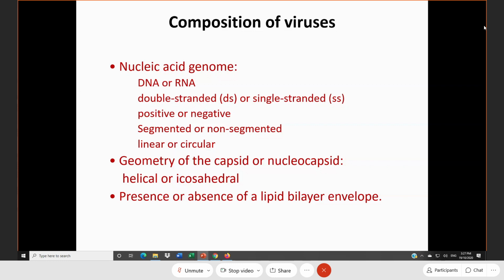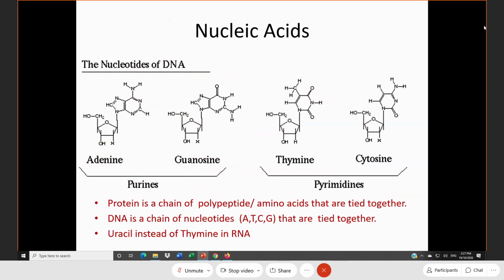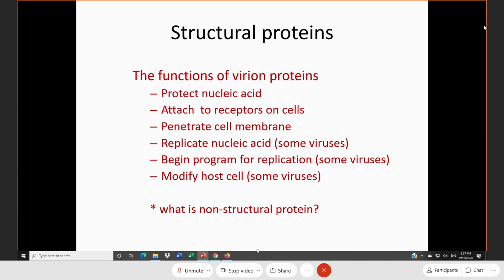Don't worry so much. You cannot remember all of this. It's okay. During lectures later on, I will repeat this because it is important for you to understand the concepts of the virus. So this is nucleic acid: adenine, guanine, thymine, and cytosine. You can read on your own on this. If it is DNA, you have A, G, T, C. If it is RNA, you replace T with uracil. RNA only has A, U, C, G, not A, T, C, G.